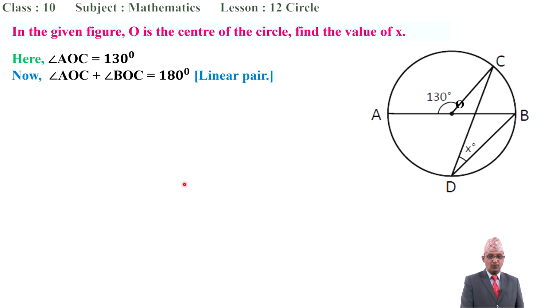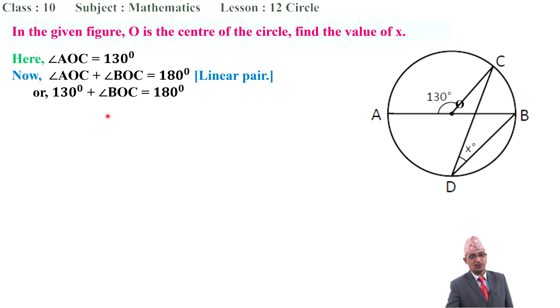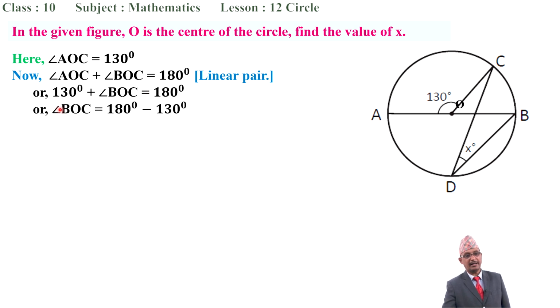Now if we put the value of angle AOC, instead of AOC we can write 130 degree, plus BOC equals 180 degree. And if I send this 130 degree to the right hand side, then angle BOC equals 180 minus 130, which is 50 degree. So the central angle BOC we have calculated.